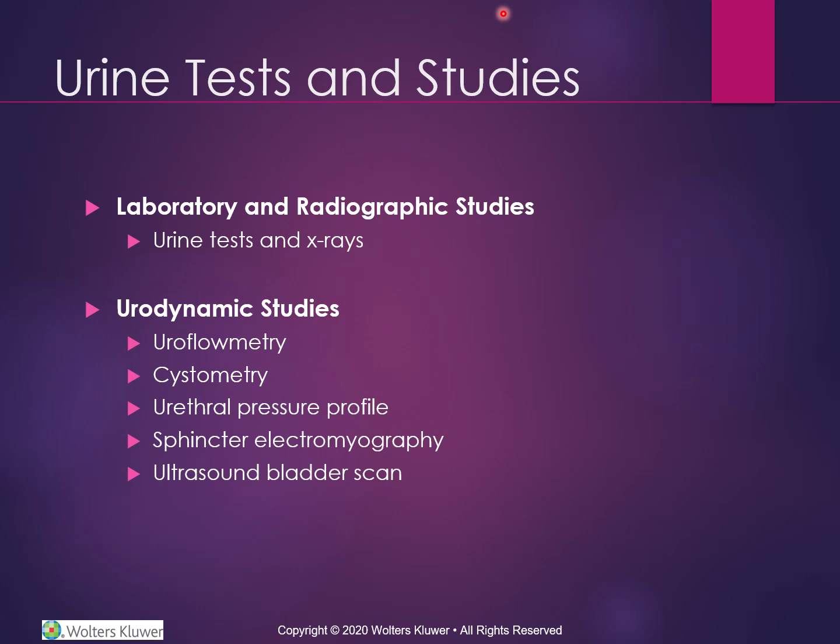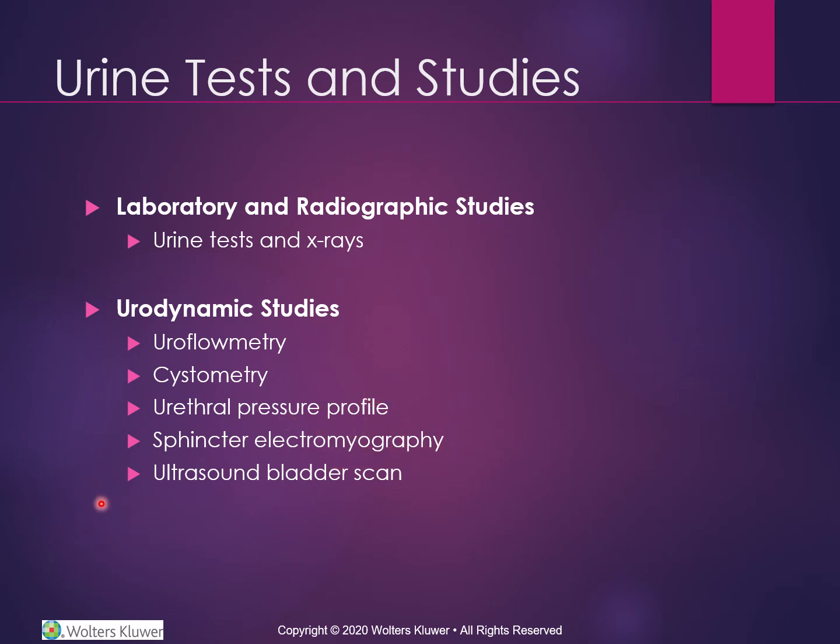It can look at whether someone can contract the detrusor muscles appropriately to start urination, or whether they can contract sphincter muscles enough to inhibit flow. So cystometry is a very helpful urodynamic study for many different bladder disorders. Urethral pressure profile tests the smooth muscles directly in the urethra to make sure that they're maintaining competence to be able to hold urine in the bladder.